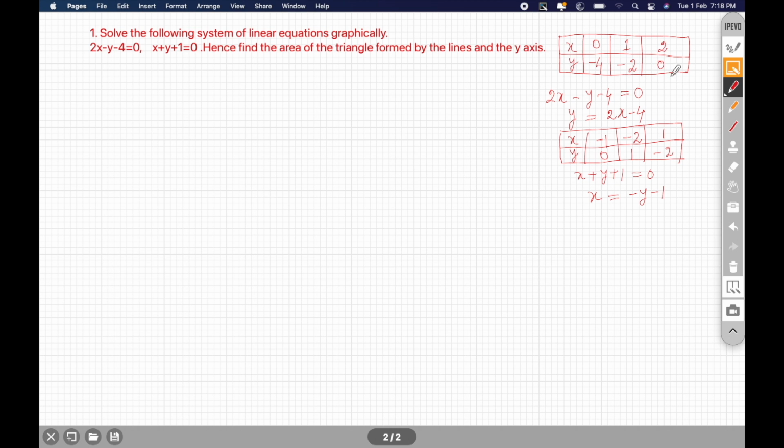So the points to be plotted for the first equation are (0, -4), (1, -2) and (2, 0). For the second equation, we are supposed to plot (-1, 0), (-2, 1) and (1, -2). So let us now draw the x and y axis.